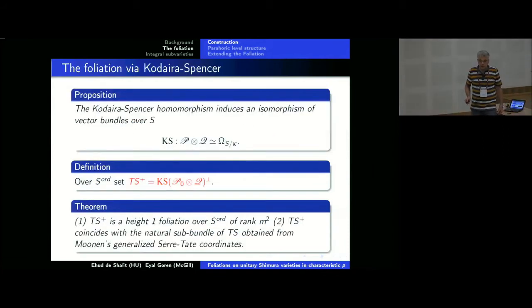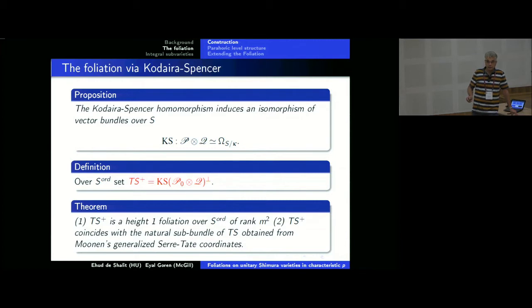So since I have this distinguished P0, it makes sense to talk about P0 tensor Q being of dimension n minus m times m. This is n minus m, this is m, so that's n minus m times m.